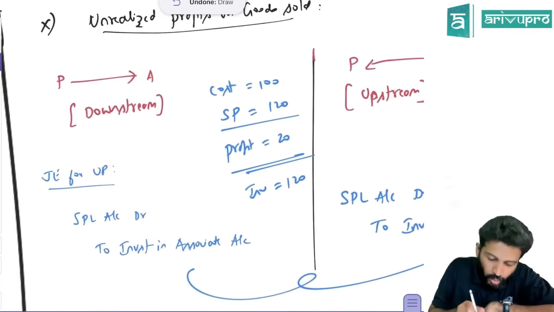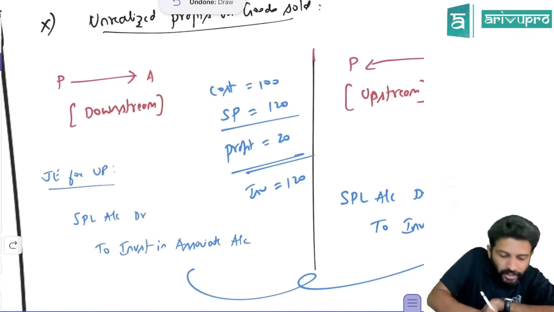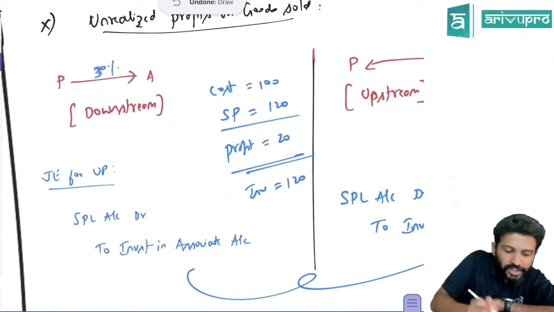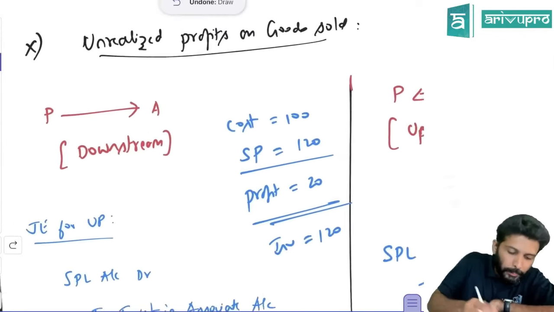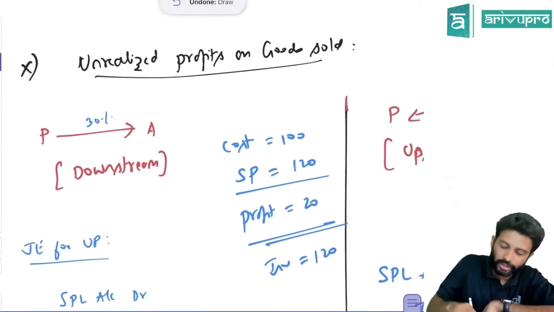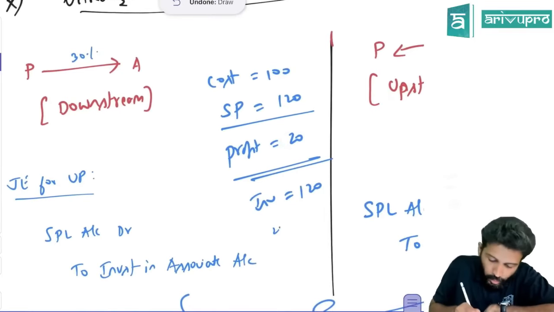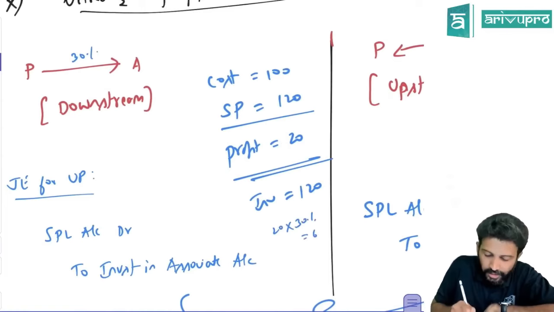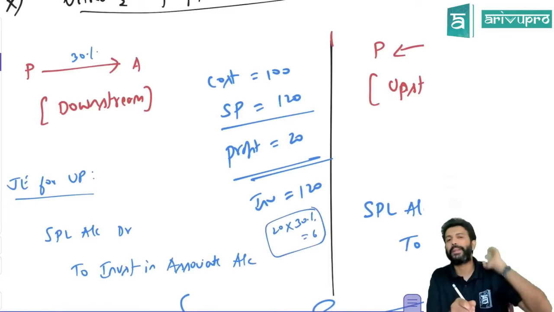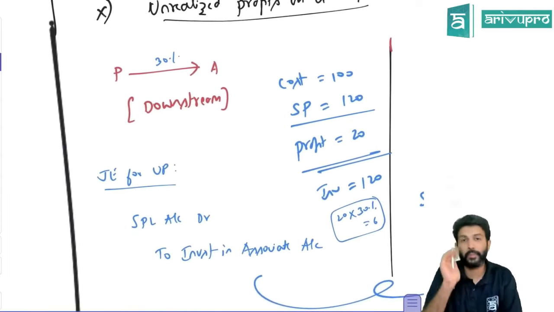Okay, so here what is our total unrealized profit? 20. Let's say the parent company has a 30% share in the associate. So the entire 20 rupees will not be eliminated from unrealized profit. Only the parent's share. What is the parent's share? 30% of 20, which is 6. Only 6 will have to be eliminated.